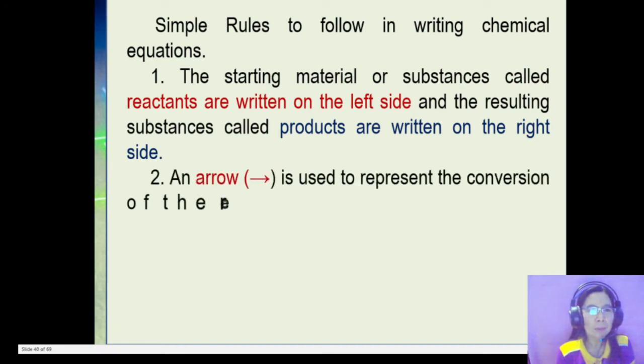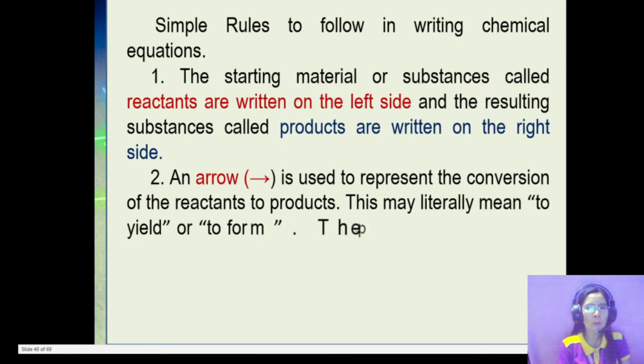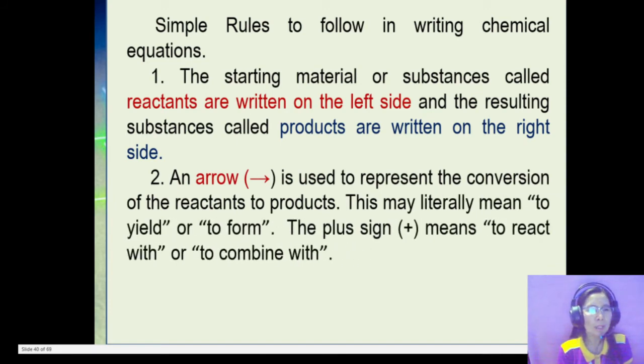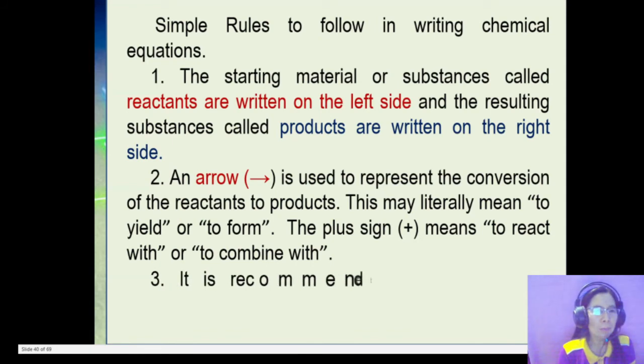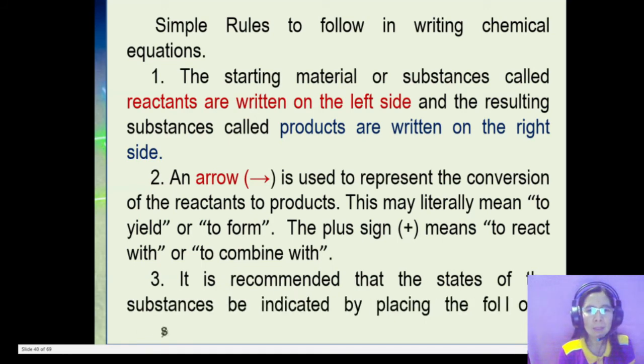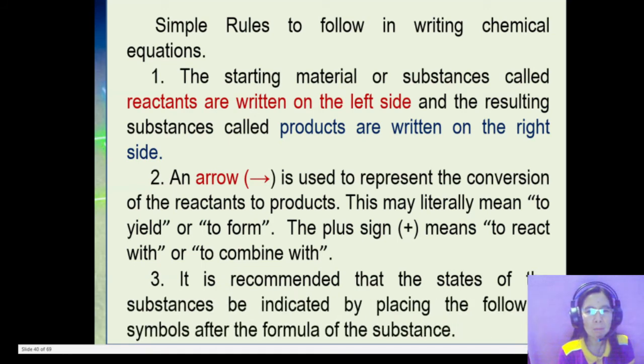Number 2, an arrow is used to represent the conversion of the reactants to products. This may literally mean to yield or to form. The plus sign means to react with or to combine with. We follow that one as we perform the activity number 2, part B of the activity. Okay, how about number 3? It is recommended that the states of the substances be indicated by placing the following symbols after the formula of the substance. So, we also did that one. We make use of the different symbols: S for solid, L for liquid, G for gas, AQ for aqueous solution.